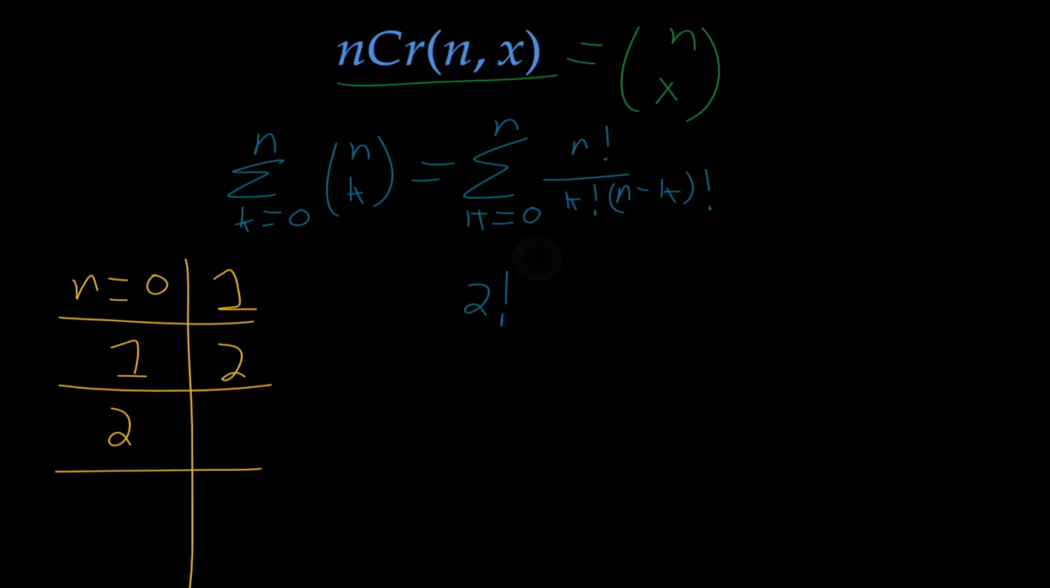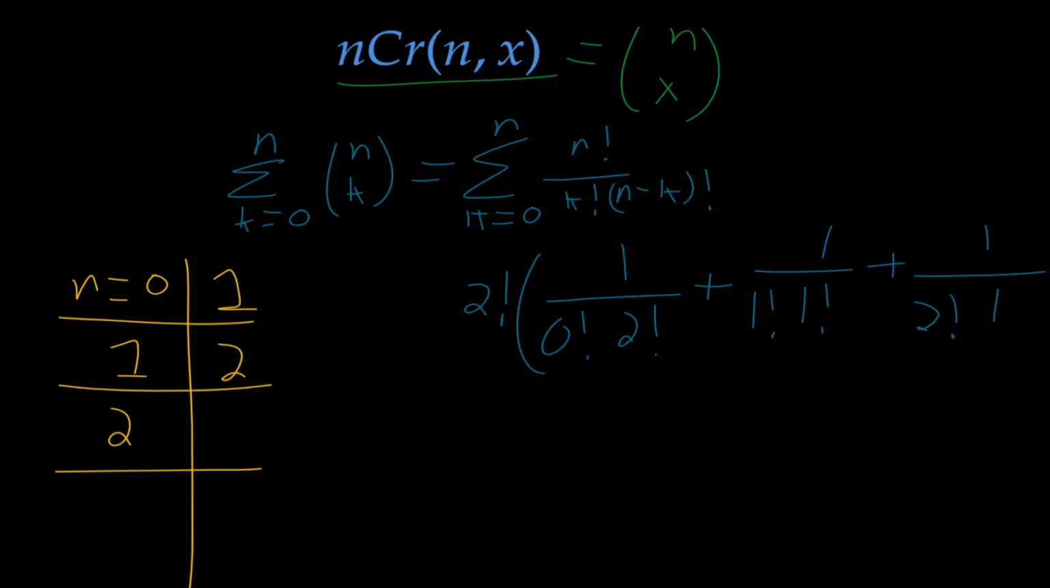I'm going to factor out the 2 factorial for the sake of brevity. We have 1 over 0 factorial times 2 factorial, plus 1 over 1 factorial times 1 factorial, because k right there is 1, and then the same thing swapped on the other side: 1 over 2 factorial times 0 factorial. This is just 1/2 plus 1 plus 1/2, because 2 factorial is 2. Distributing the 2, we find this is 1 plus 2 plus 1, which is 4. Woohoo!